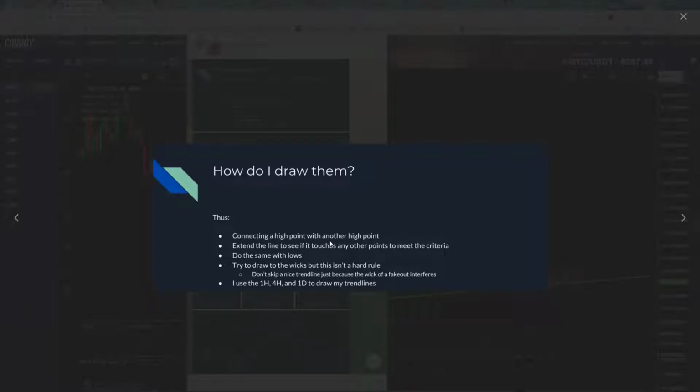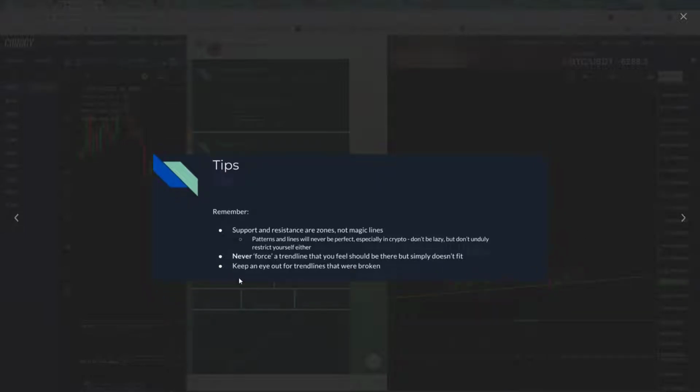So when you draw them, you want to connect a high point to another high point, a low point to a low point. Then you try to draw them with the wicks, but there's not really a rule. Some people draw with the wicks. Sometimes I'll draw them without the wicks. It's just really what gives me the better pattern or better triangle. So sometimes use the wicks. If you feel like candle bodies is better, you can do that too.